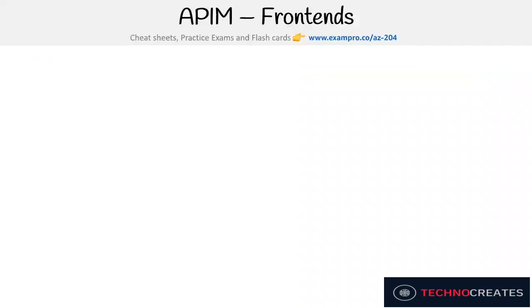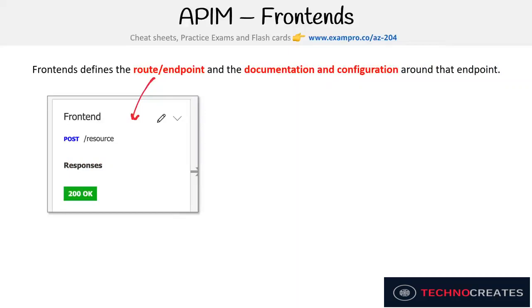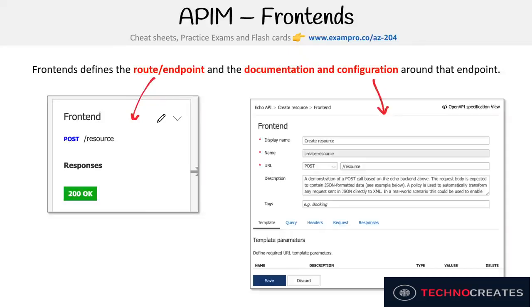All right, let's take a look here at front ends and back ends, starting with front ends. Front ends define the route or endpoint and the documentation configuration around that endpoint. The idea here is we have a front end and we have a single method here, which is POST /resource. If we were to open that up, you can see that we have a description for our documentation, the display name, the name, I can't remember what the difference for the name is, but it's called create resource. We can set its URL, its method, and then down below we have additional parameters.